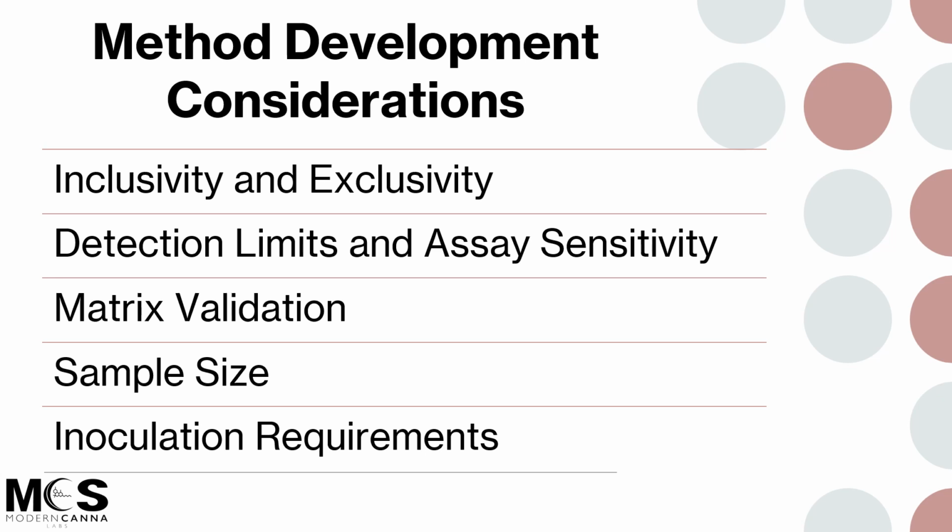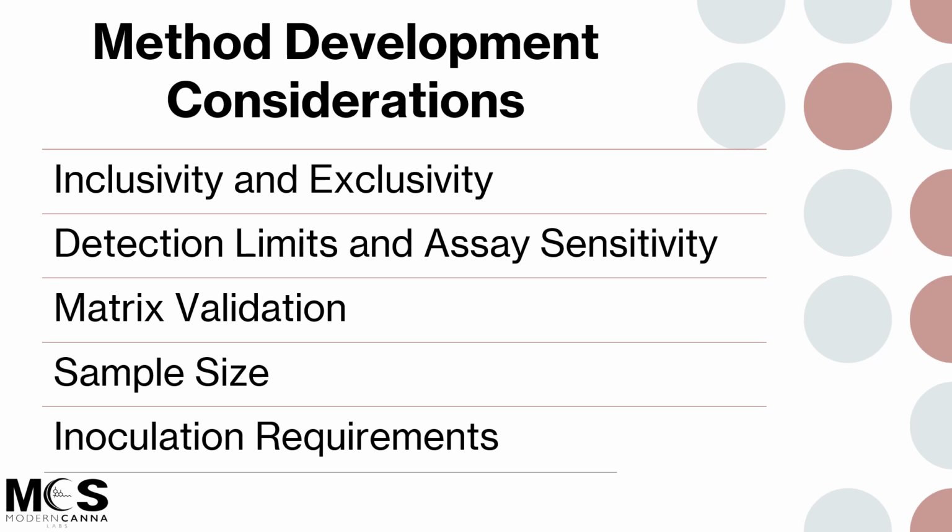Now that we have reviewed the different techniques and some of the considerations that should be used when selecting a technique and what goes into those techniques, I would like to review some of the method development considerations. So when developing a microbial method, there are several different factors that must be assessed. And some of these include things like inclusivity and exclusivity, detection limits and assay sensitivity, matrix validation, sample size, and inoculation requirements.